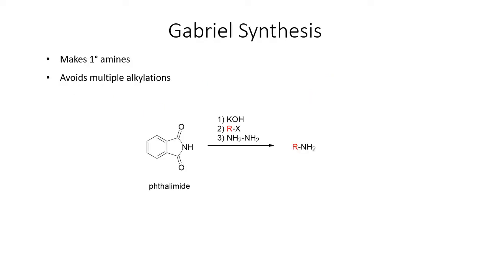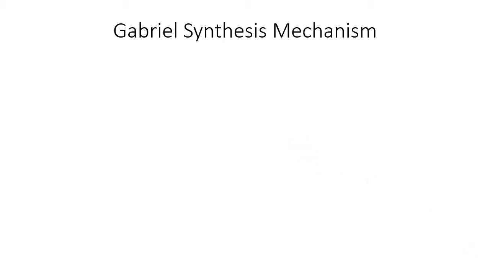Another way to make primary amines is the Gabriel synthesis. So again, this is specifically for making primary amines, and similar to the alkylation of azide, it avoids multiple alkylations. Now this reaction involves taking phthalimide, treating it with a base, following it up with an alkyl halide, and then finishing with hydrazine. Ultimately, we will generate a primary amine. So let's go ahead and take a look at the mechanism for the Gabriel synthesis.